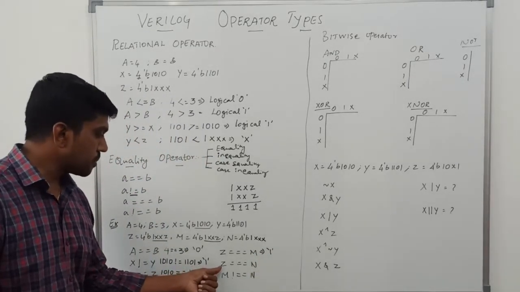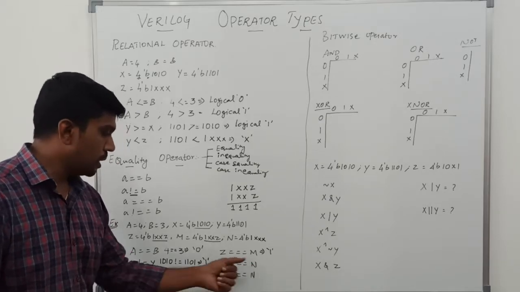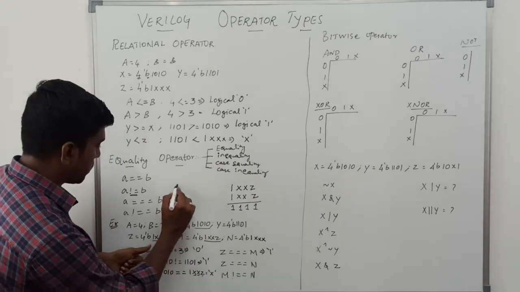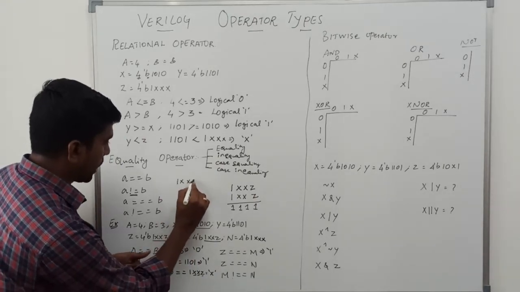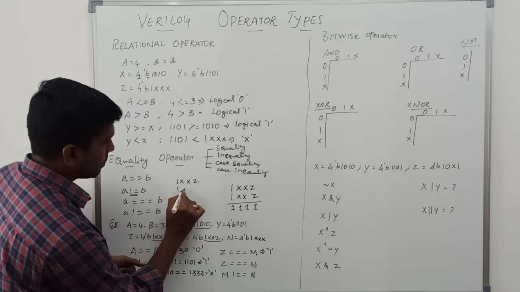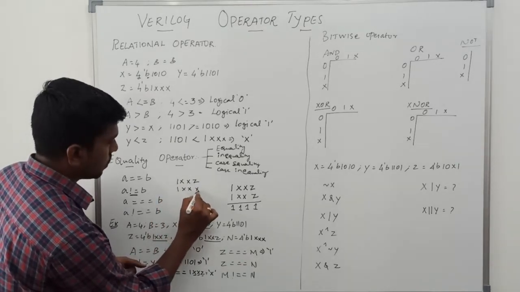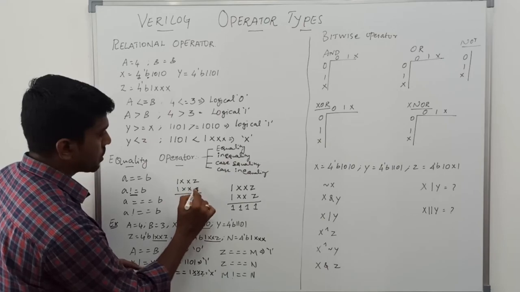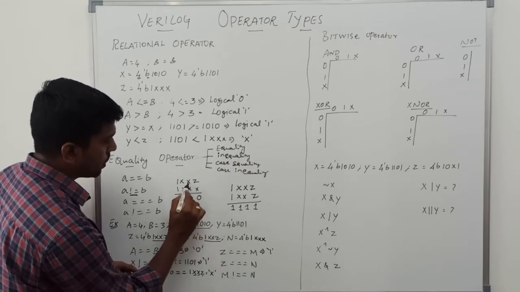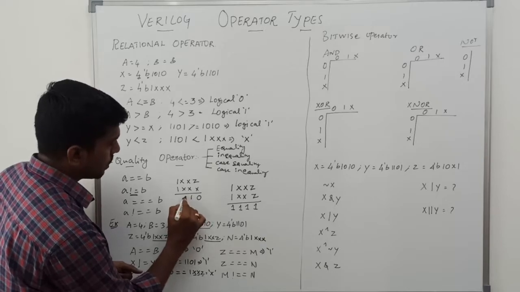The next case is Z 3 equal N, to check the case equality. Z value is 1, don't care, Z. N value is 1, don't care. So the LSB 2-bit values are not equal. The result is 0.